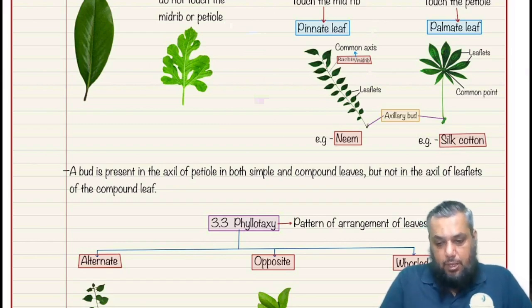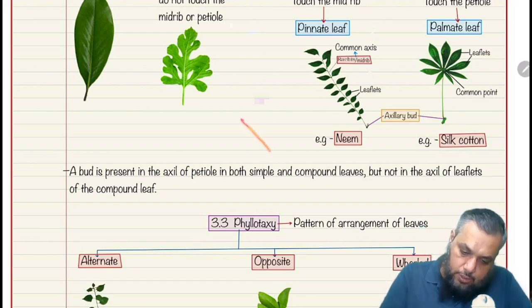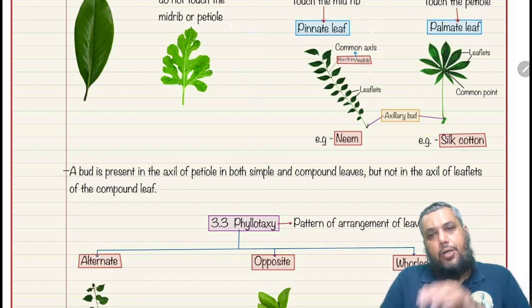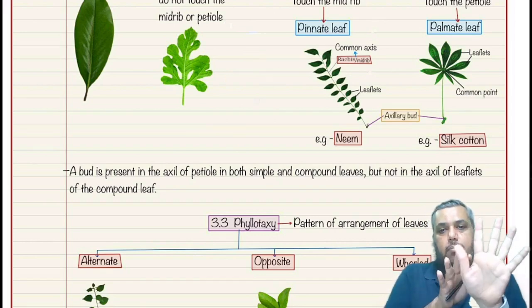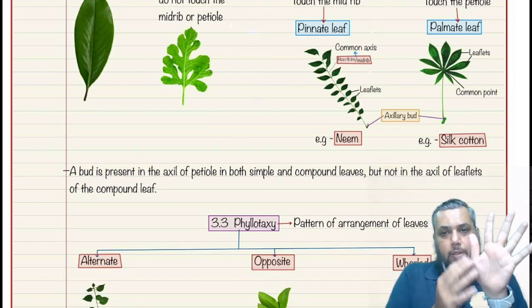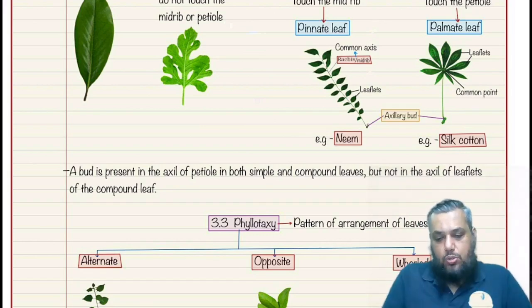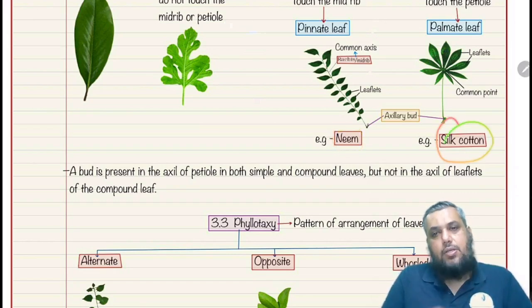The second type is, look at this. This is the petiole, and the incisions are reaching the common point on the petiole. So here also there is no rachis. All of them are attached to a common point on the petiole, so it appears like a palm with fingers. Okay, so this is the petiole, and these are the leaflets. That is why it is called a palmately compound leaf. The example of a pinnately compound leaf is neem, and for a palmately compound leaf it is silk cotton.